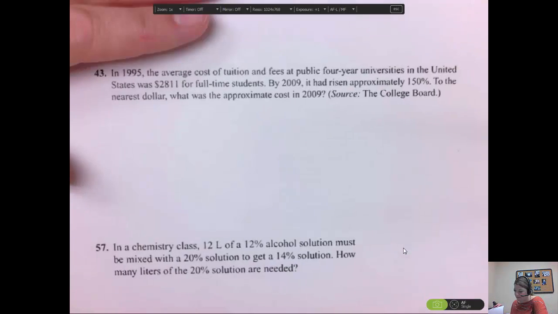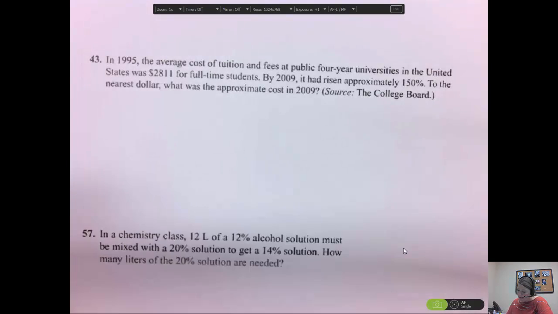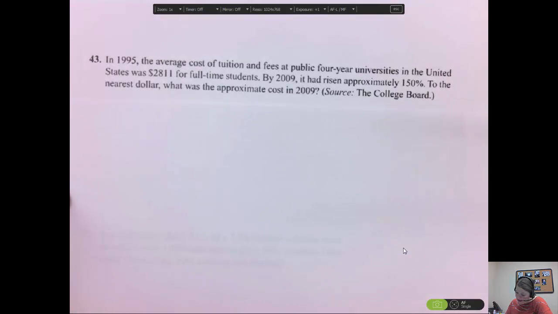Another problem here that I found. It says in 1995, the average cost of tuition and fees at a public four-year university in the United States was $2,811 for full-time students. By 2009, it had risen approximately 150% to the nearest dollar. What was the approximate cost in 2009? So there's a couple ways again that you could think about this problem.